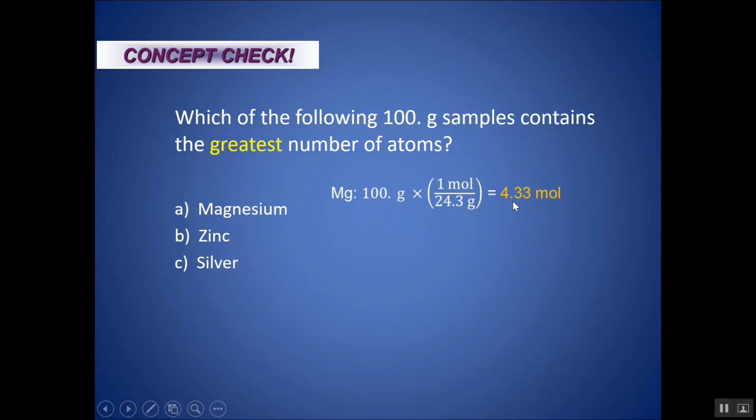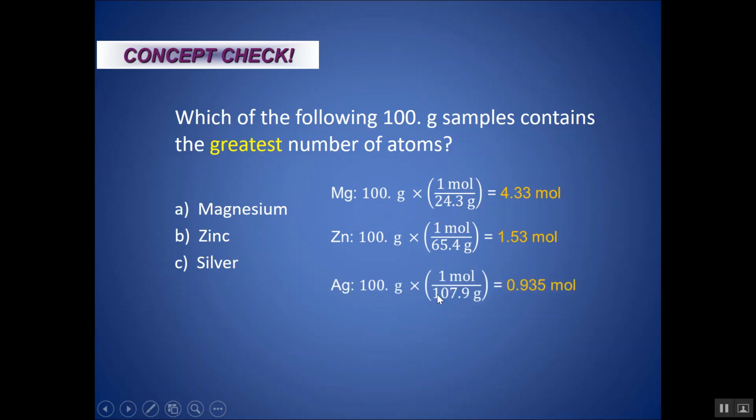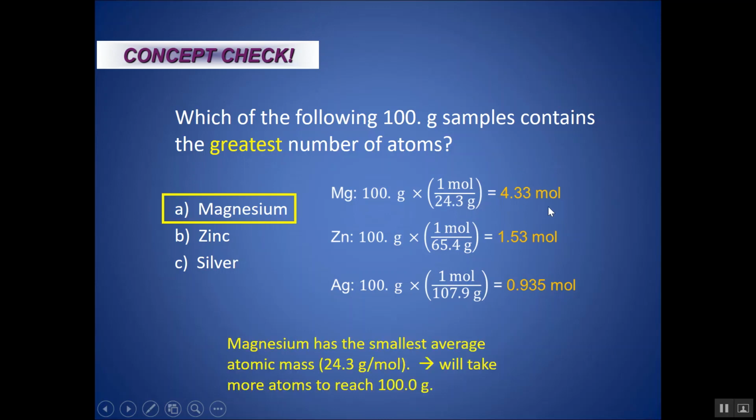So I'm just going to turn these first all into moles and see whichever is going to have the largest number of moles would also have the largest number of atoms, because a mole always contains 6.022 times 10 to the 23rd atoms, the same number. For zinc, I would be dividing by 65.4 because that's the molar mass to turn it into moles. And for silver, I'd be dividing by an even larger number, 107.9. So what I'm going to notice is because magnesium has the lowest molar mass, I'm going to get the most moles and therefore the most atoms. So magnesium would be my answer.